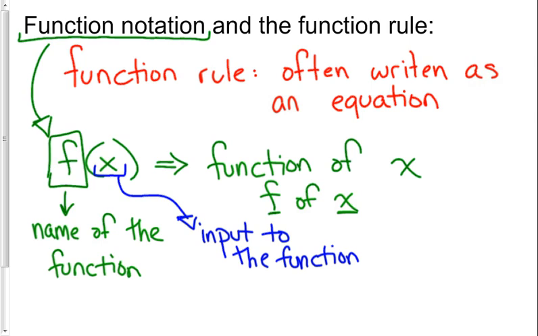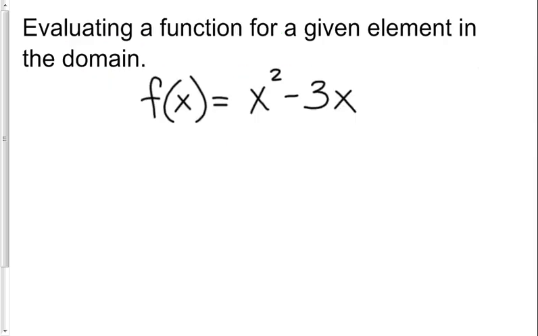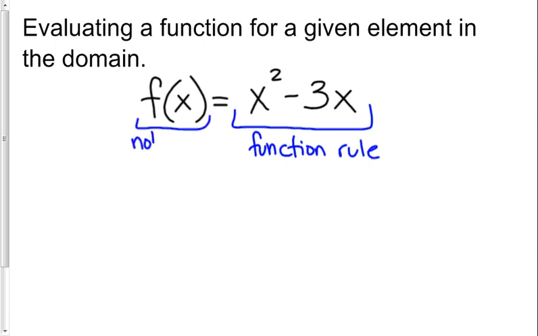Okay, so that's what a function rule is and what function notation is. Let's look at an actual example of a function rule. Okay, as an example, this is a function rule. This is an equation that tells us how to get from x to y. This is our notation. Remember, this is f of x. It's not telling you to multiply f times x. It's just notation saying f of x.